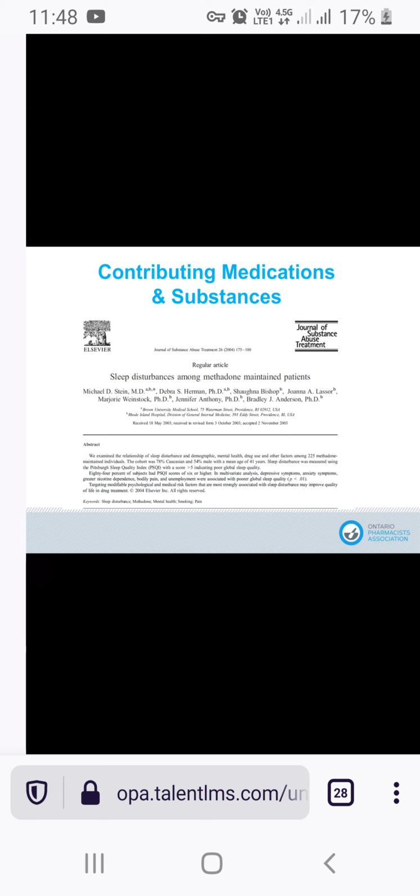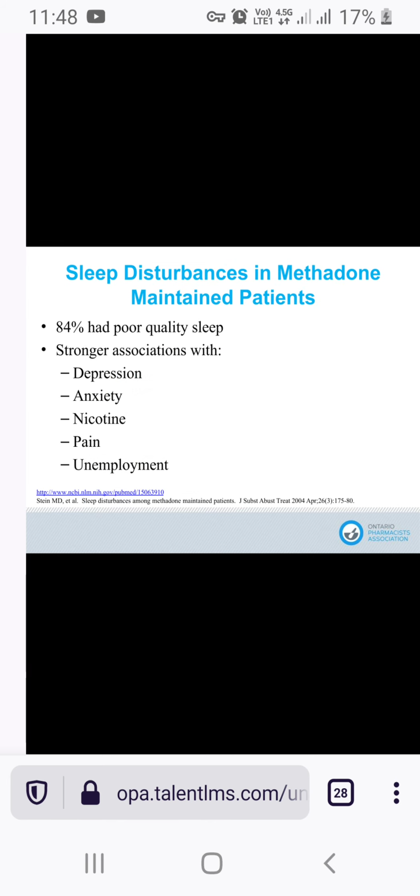A study done a few years ago about sleep disturbances among methadone patients. I'll just highlight some of the things on it. So a lot of methadone patients, 84%, described their sleep quality as poor. There were much stronger associations with depression, anxiety, nicotine use, pain, and unemployment. So generally, those things are associated with poor sleep quality, and I think that probably makes sense to a lot of you.